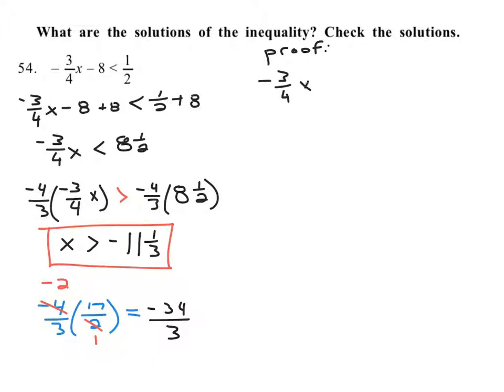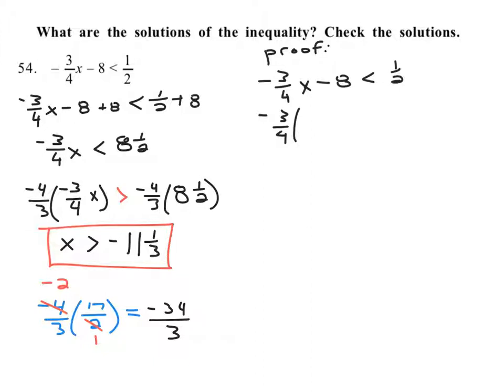-3/4 x minus 8 is less than 1/2. The first proof that we're going to do is we're going to check that as an endpoint. Okay, so we're going to say -3/4 times, and actually, let's keep it as this for a second. Even though this is equal to this, I'm going to keep it in this form right here, just because it makes it a little bit easier to do the calculation.